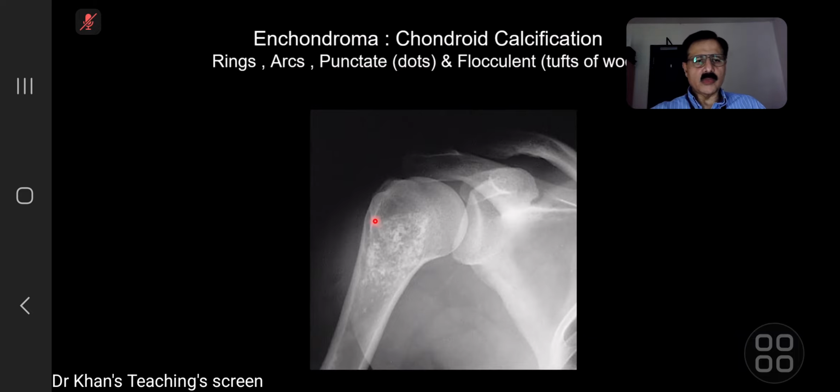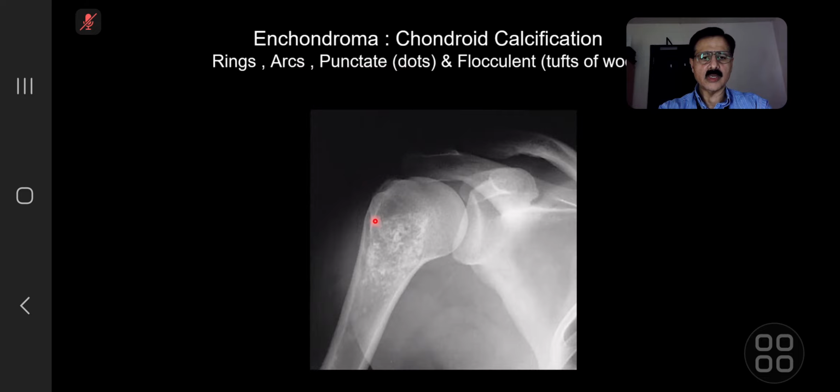This is a cartilaginous tumor, namely enchondroma. Now, please remember that enchondroma is a benign tumor which, when it is in the long bone, has got cartilaginous matrix. On MR, cartilaginous matrix is high signal on T2 weighted sequence. But on X-ray, cartilaginous matrix shows calcification. This calcification is so dense that it projects through the bone.